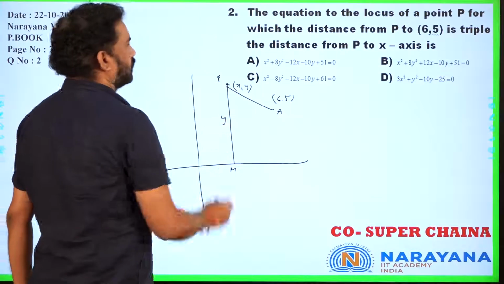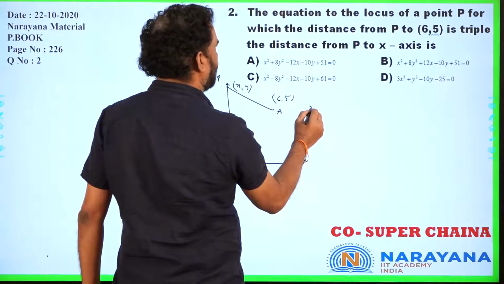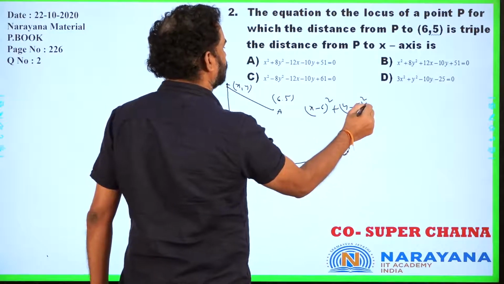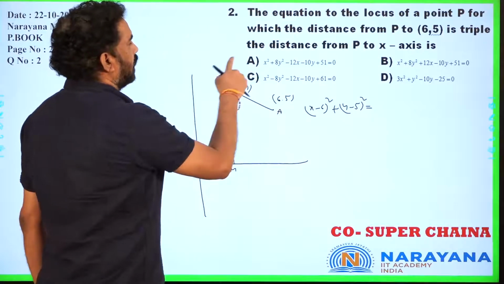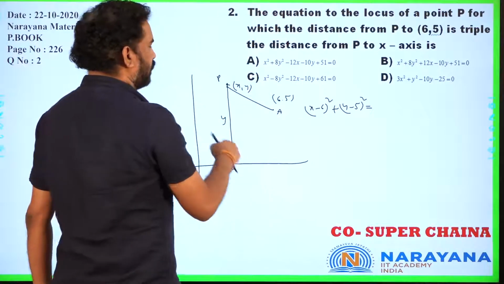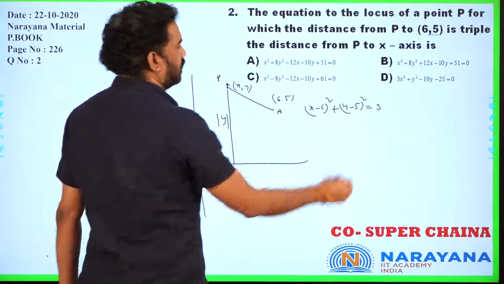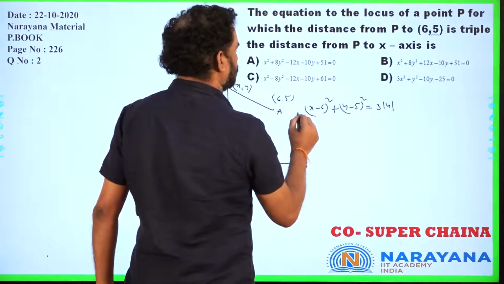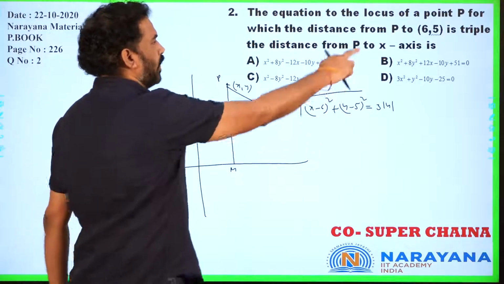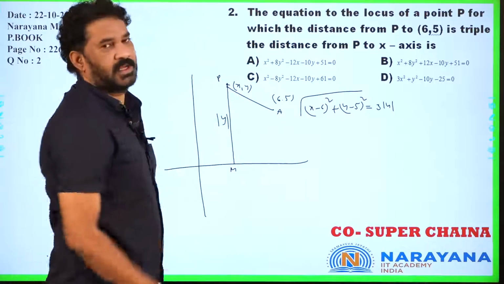The distance from (x, y) onto the x-axis is y. So the distance to the point P, that is square root of (x minus 6) whole square plus (y minus 5) whole square, equals triple the distance from P onto the x-axis. Triple means 3 times mod y. So the distance to the point (6, 5) is 3 times the perpendicular distance onto the x-axis.